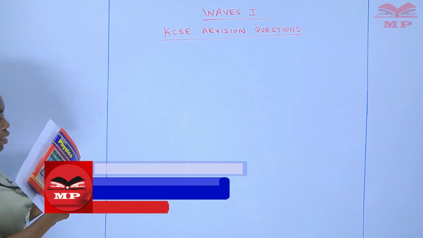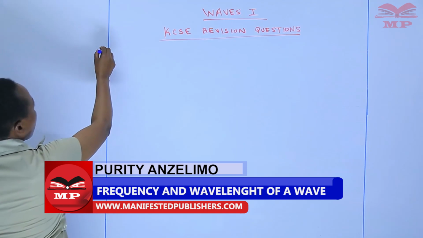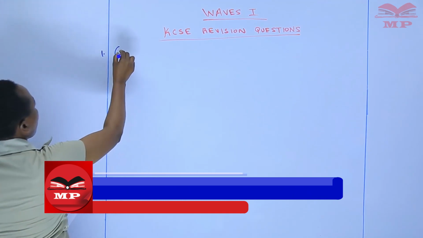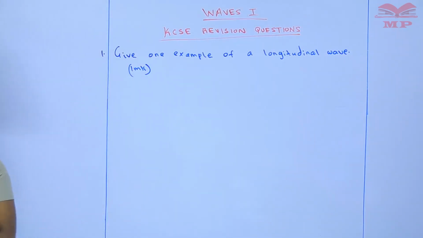So the first question is here. Some are going to be theory, others we are going to calculate. So number 1, so that's the first question.